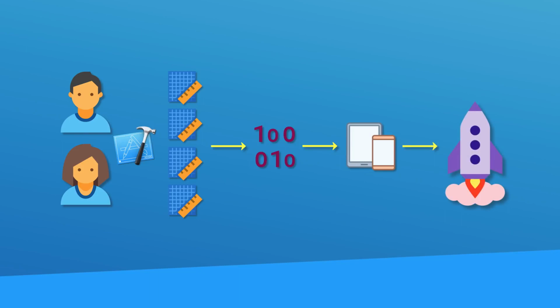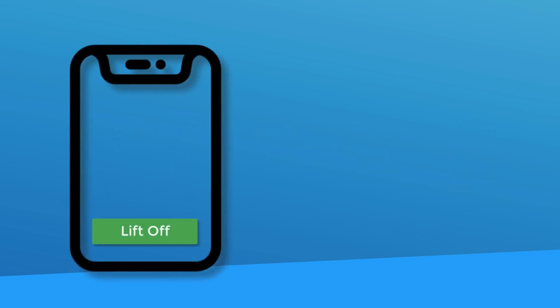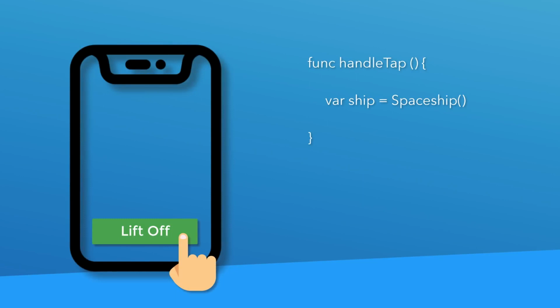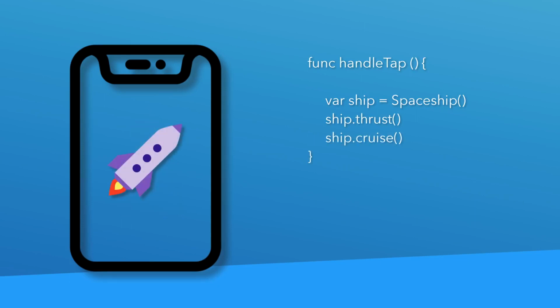You need to write instructions to tell the computer to take your classes and to turn them into objects. And furthermore, you need to write instructions to tell the computer how you want it to use those objects. For example, you write instructions like, when the user taps the liftoff button, then you create an object from the spaceship class, then call the thrust function of that object, then call the cruise function of that object. That could be an app right there. Now let's go back to our playground and see how you can write instructions like this.